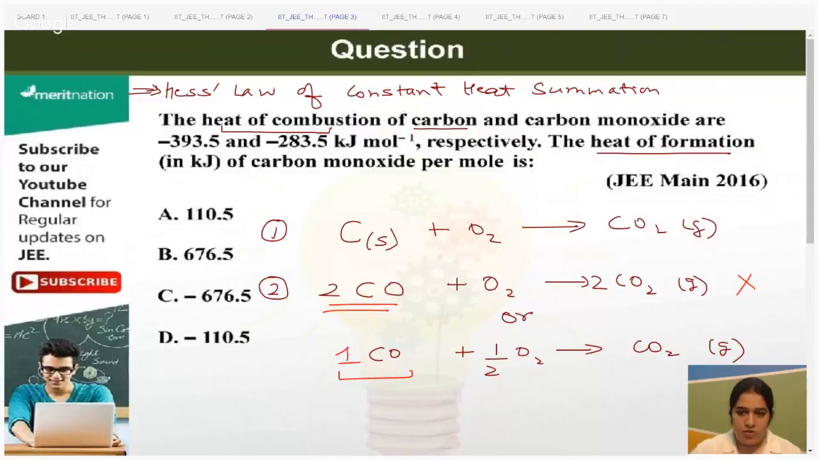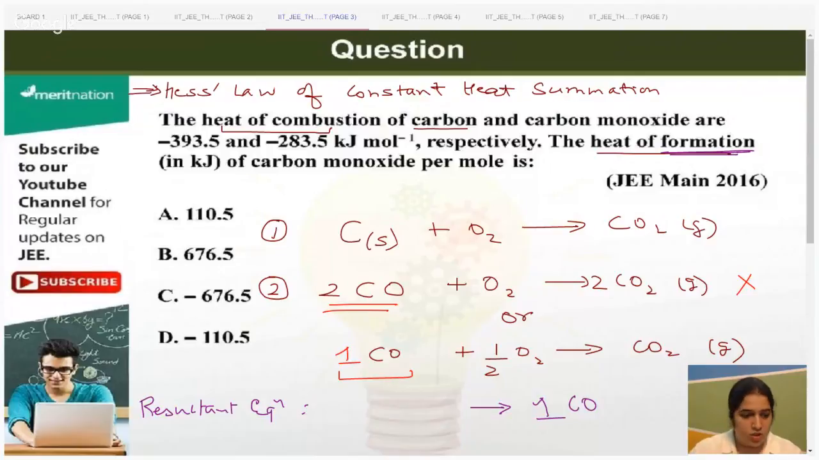Now this is the second equation. We need to calculate the resultant equation. Let's see what our resultant equation is. It says the heat of formation of carbon monoxide, so we need to form carbon monoxide. Again remember, this is now heat of formation. Heat of formation means the energy change occurring in the reaction when 1 mole of that particular substance is formed. So I need to fix 1 mole of carbon monoxide getting formed.